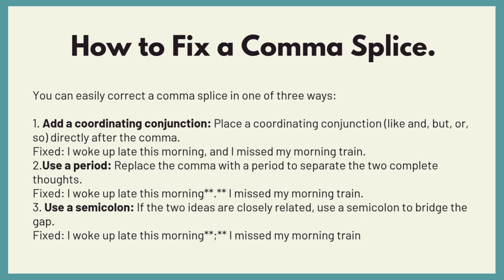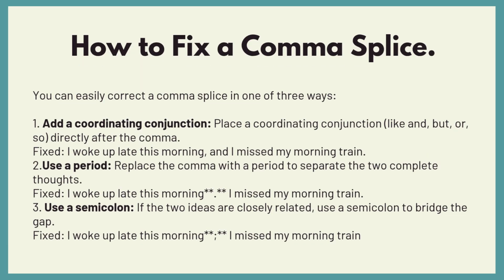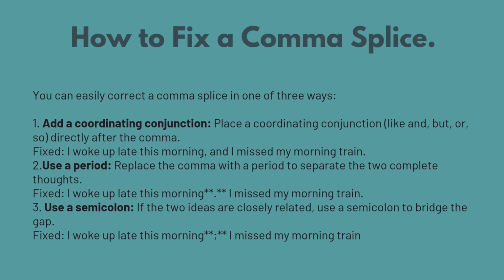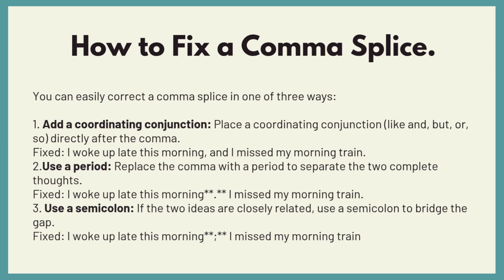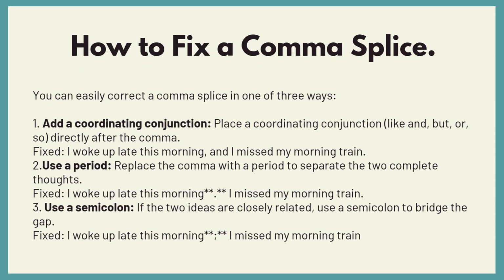2. Use a period. Replace the comma with a period to separate the two complete thoughts. Fixed. I woke up late this morning. I missed my morning train. 3. Use a semicolon if the two ideas are closely related. Use a semicolon to bridge the gap. Fixed. I woke up late this morning; I missed my morning train.